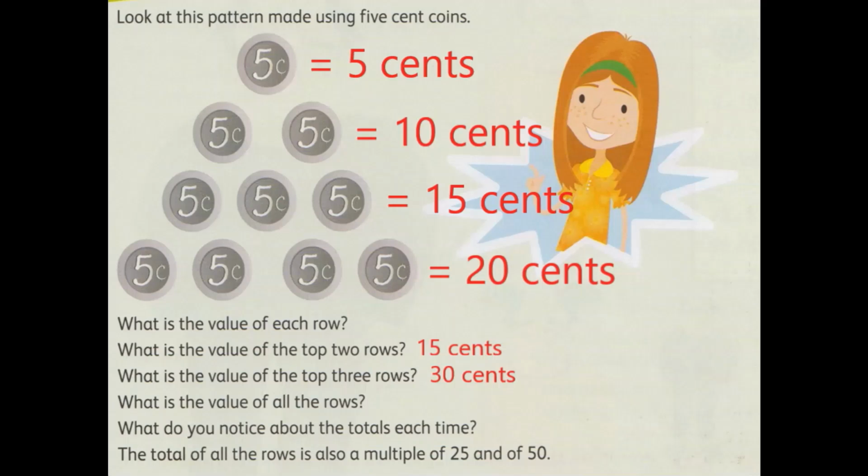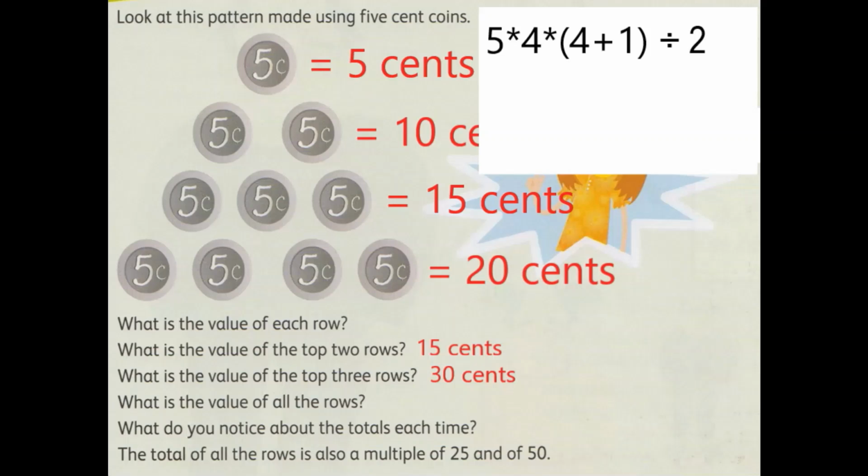The next question says, what is the value of all the rows? So using the same formula, I'm going to show you on the screen here: 5 times 4 times (4 plus 1), divided by 2. I'm going to multiply 5 times 4, and that equals 20. And then in the parentheses or brackets, I'm going to add 4 plus 1, and that gives me 5.